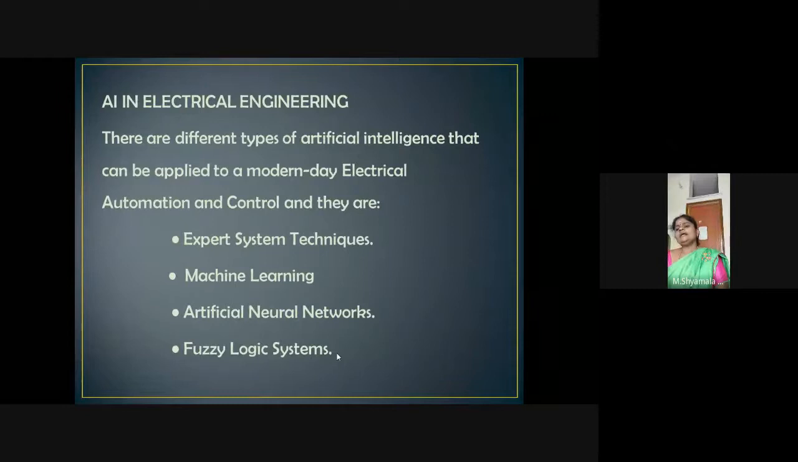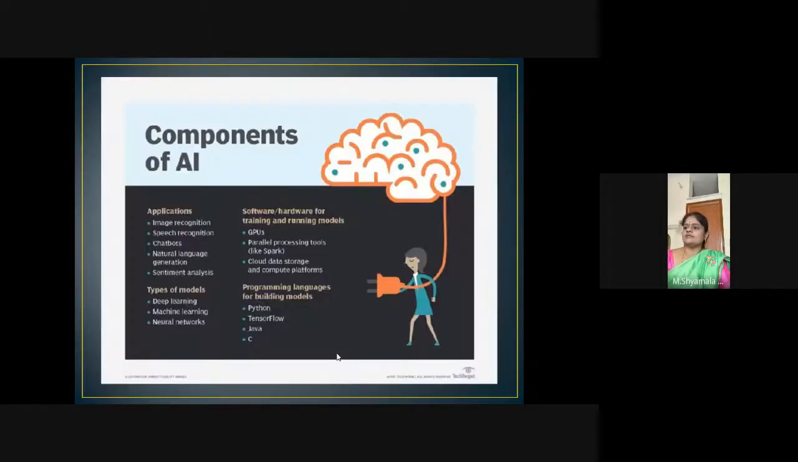So, what is artificial intelligence? We talked about the basics of artificial intelligence and the types of artificial intelligence technology. These things we have completed. Next, what are the artificial intelligence technologies available for electrical engineering? Normally we have expert system techniques, machine learning, deep learning, artificial neural networks, and fuzzy logic systems. These are all the AI techniques available for electrical engineering.